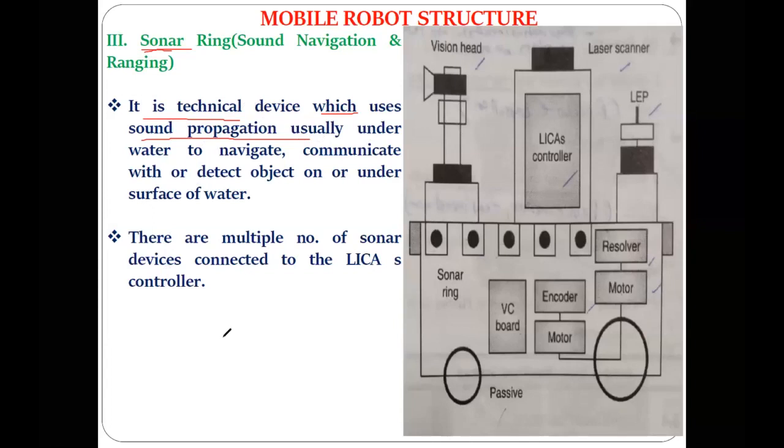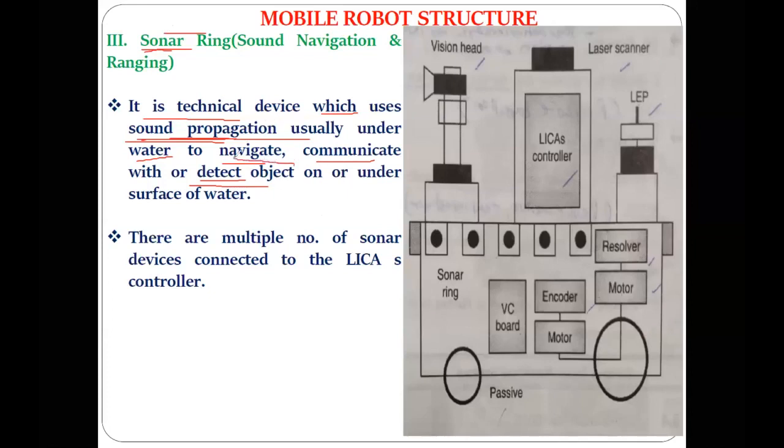These kinds of devices are being utilized, where with the help of sound propagation underwater, navigation and communication can be done. Also, with the help of sound propagation, detection of an object, whether the object is on the surface of the water or within the water, can be done with these sonar ring devices. So these devices can also be utilized in robots.